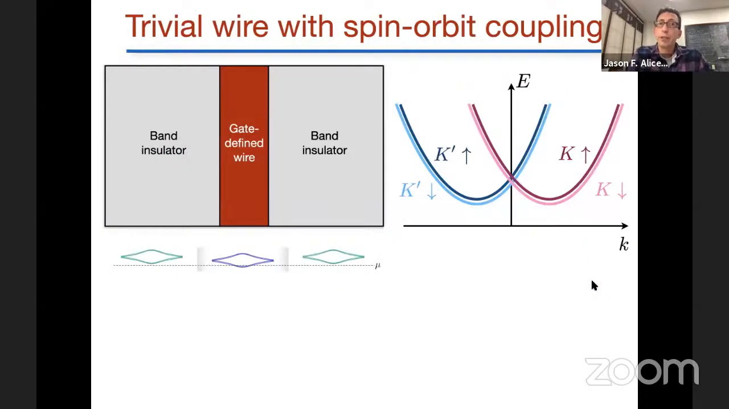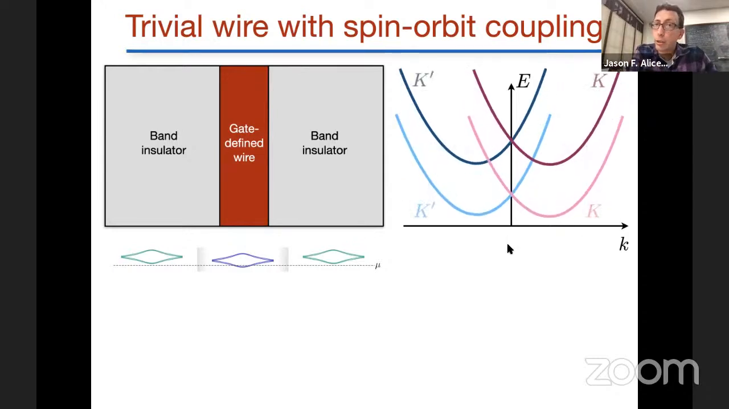All right, so now let's revisit our trivial wire band structure, now in the presence of spin-orbit coupling. So this is what I showed you before. We had just trivial spin degeneracy associated with our blue and red bands. Once we introduce spin-orbit coupling, that degeneracy gets lifted, and your new band structure looks something like this. I have non-degenerate parabolas associated with valley k, and non-degenerate parabolas associated with valley k prime.